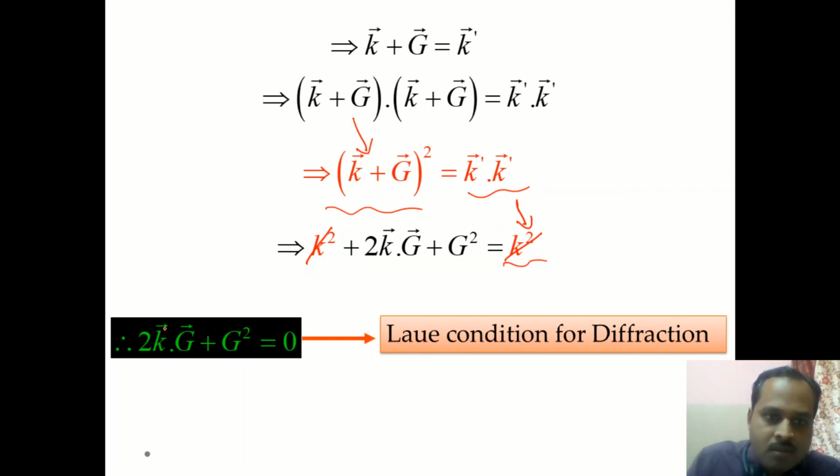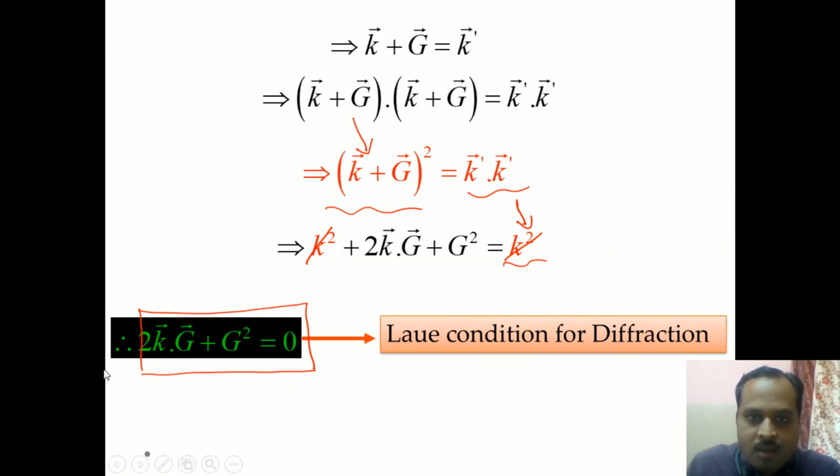So this is the basic condition for diffraction, and it is defined in the reciprocal space. In the next class we will be discussing more about this vector G and how the Fourier coefficient f_G is related with the structure factor. That also we will be discussing in the coming classes.